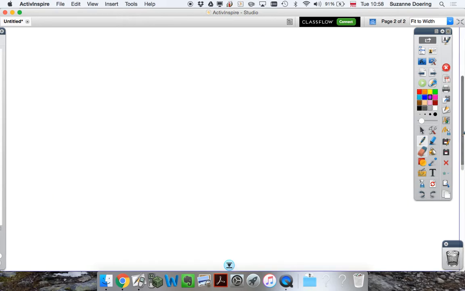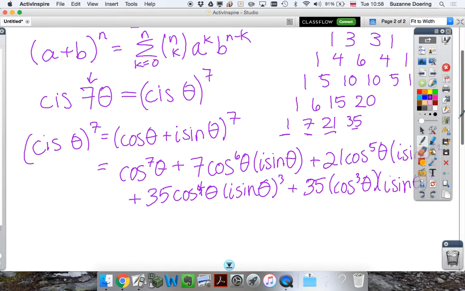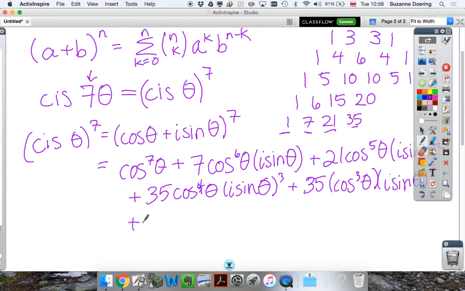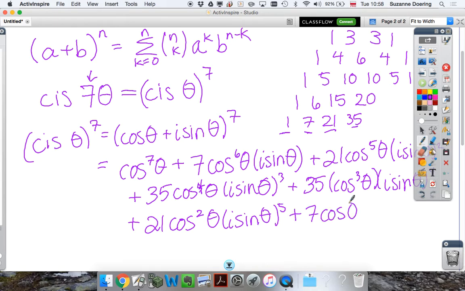Ooh, you get to delight in smartboard antics here, even though you're not here in person. Isn't that nice? Okay, 21, square. Almost there. So we can sneak in our sine to the 7th there.